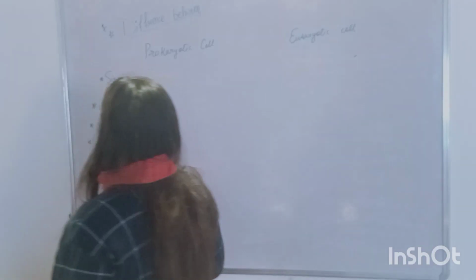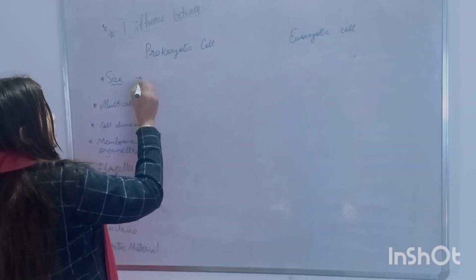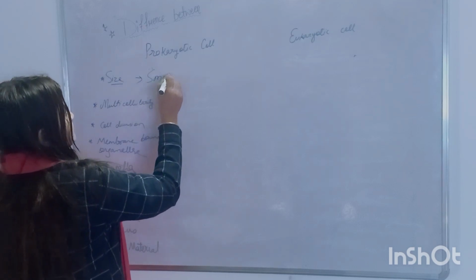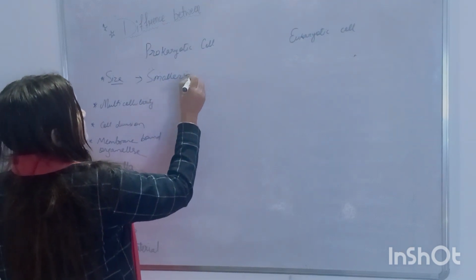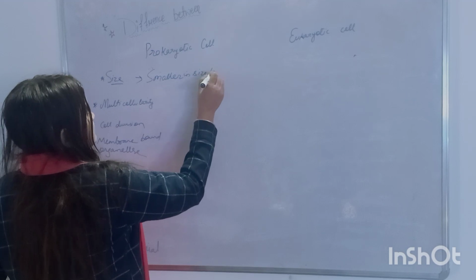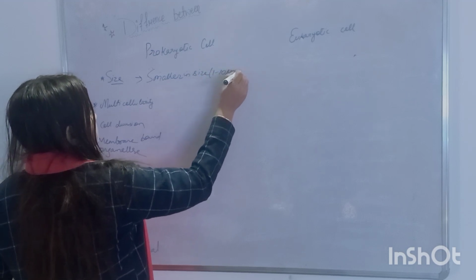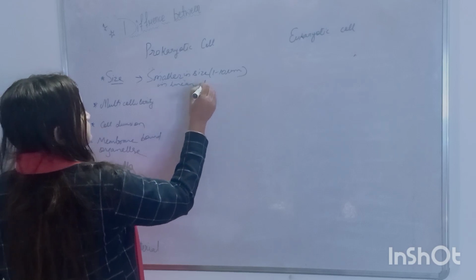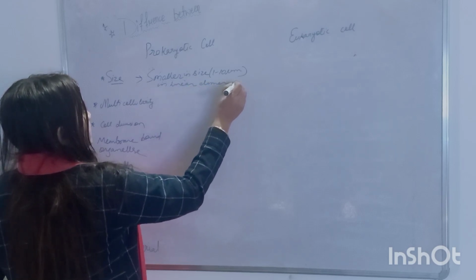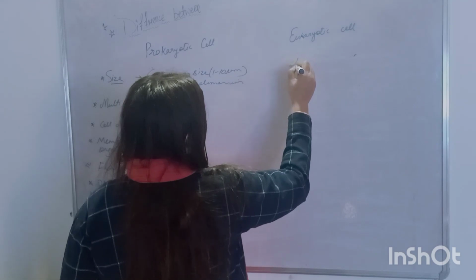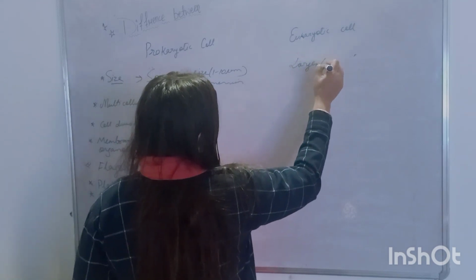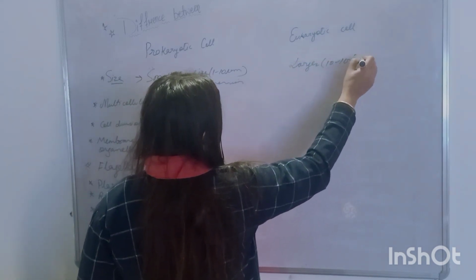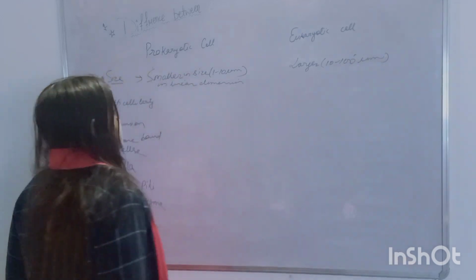The first difference is about the size. Prokaryotic is smaller in size, ranging from 1 to 10 micrometer in linear dimension. And the eukaryotic cell is larger as compared to prokaryotic, ranging from 10 to 100 micrometer in linear dimension.